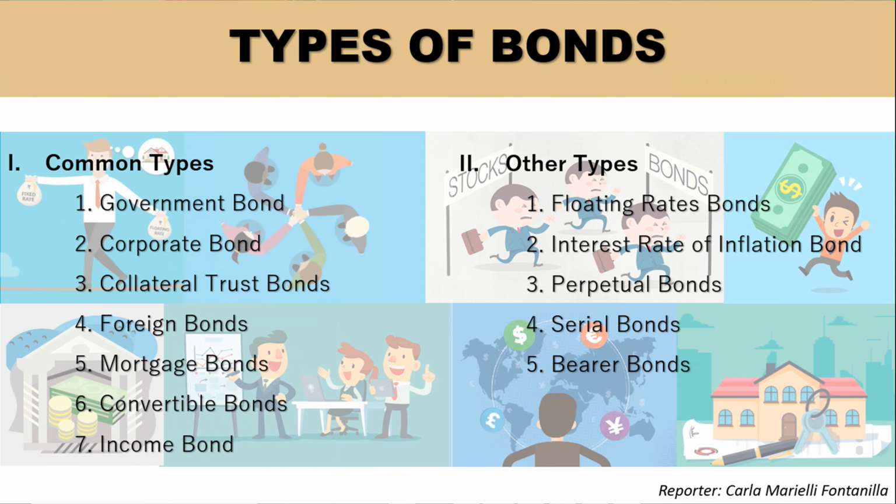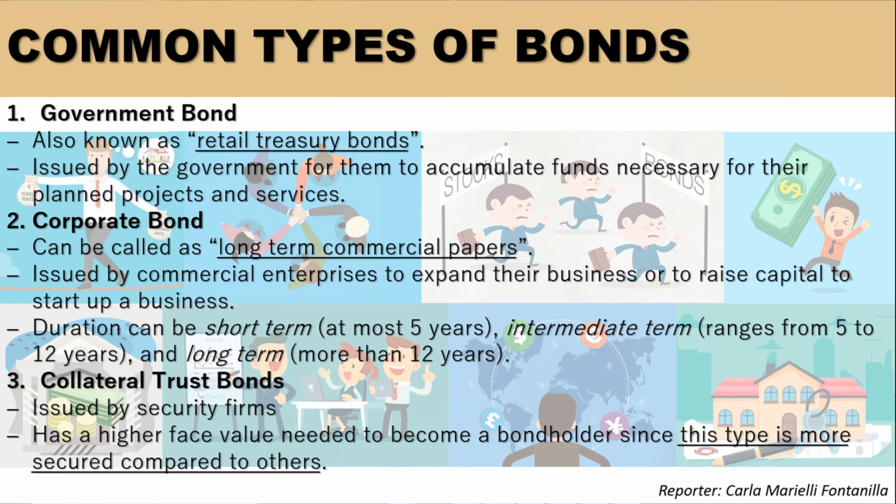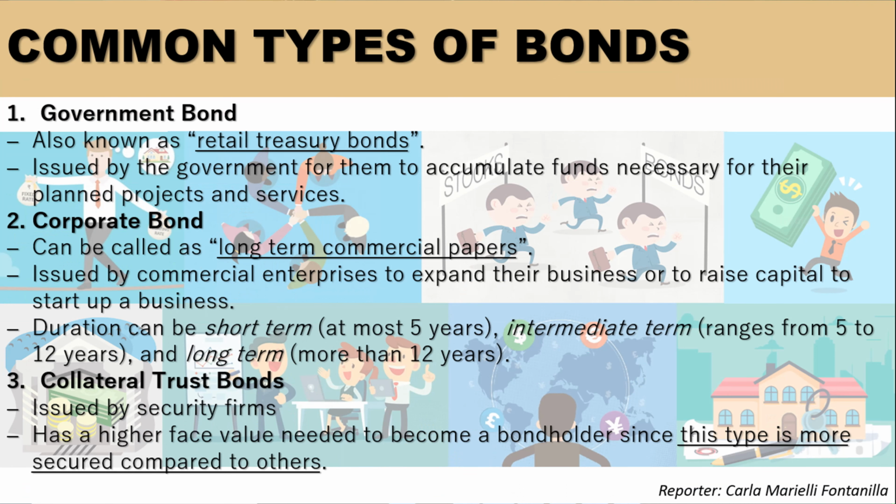First one is the government bond. Government bond is also known as retail treasury bonds. It is issued by the government to accumulate funds necessary for their planned projects and services. So, for example, if the issuance by the government is not available in banks, therefore, it will be passed to the secondary or just the common market. Okay? So, dito sa government bond, ang kinagandahan dito is that the face value just starts at 5,000 pesos, I think. So, opo, 5,000 po, sir. So, ginagamit nila to, of course, to finance their projects, their construction, you know.